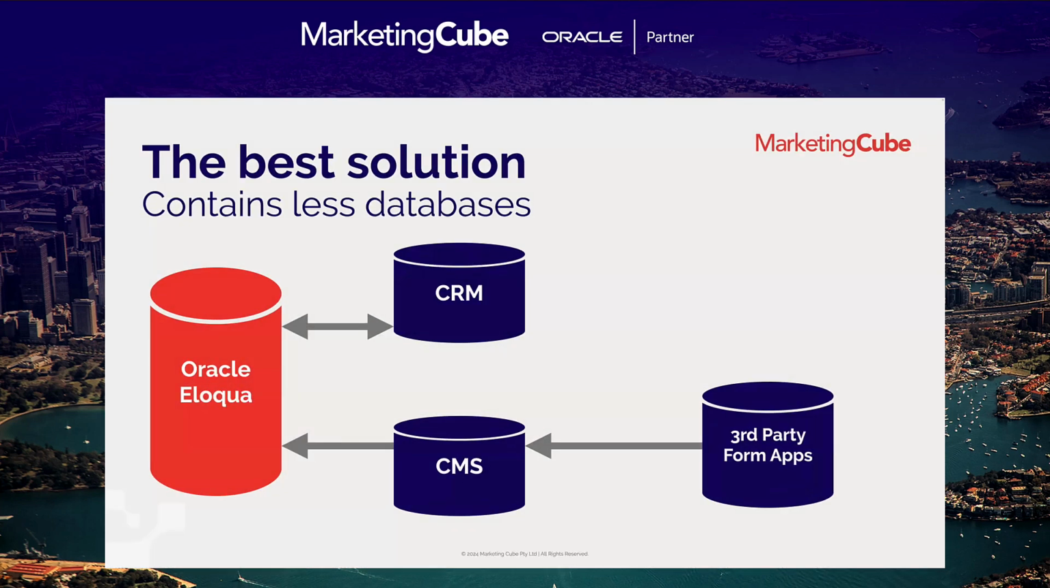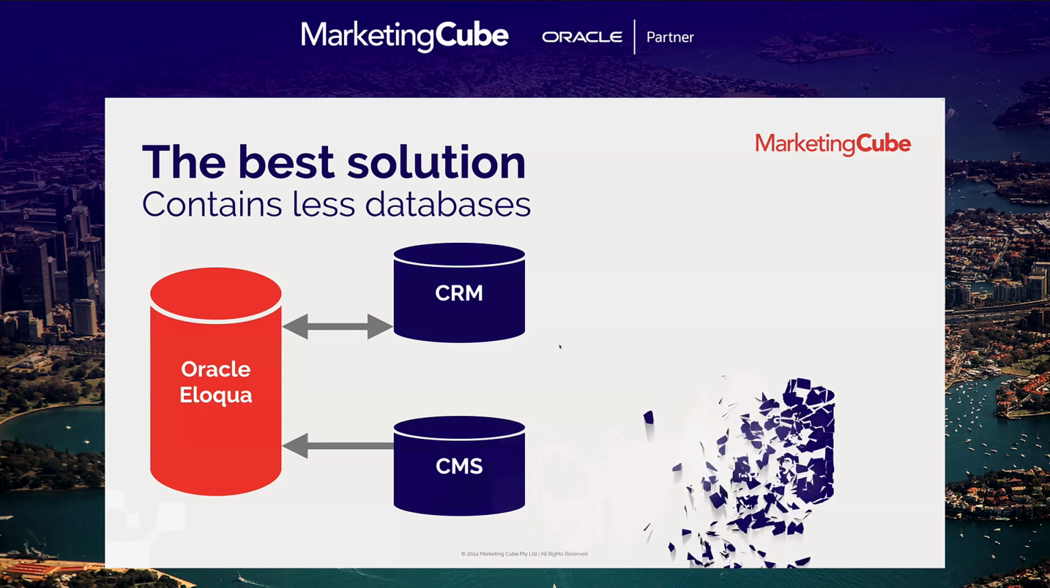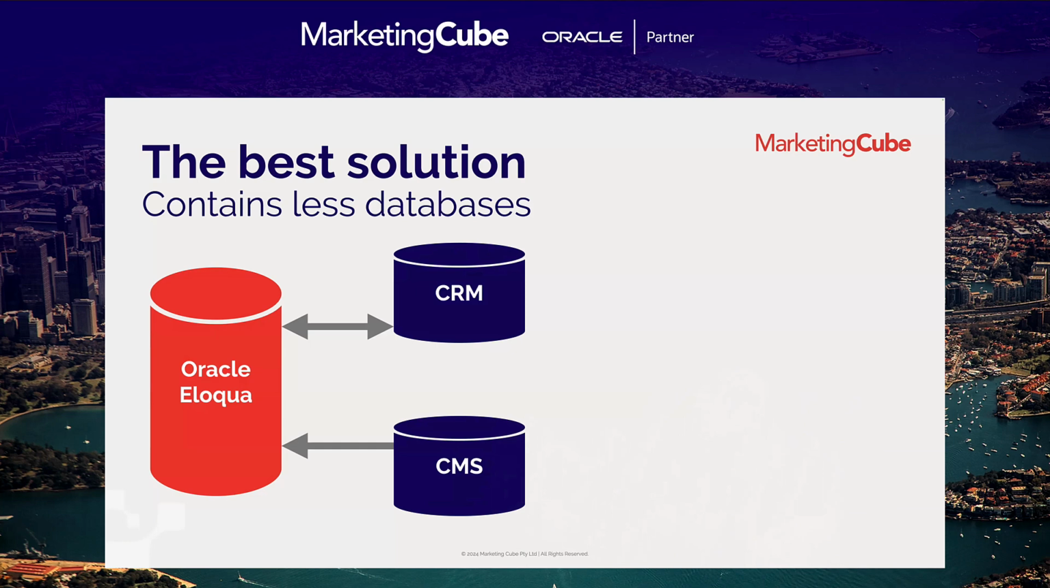So one of the easiest things to do is get rid of some of those databases, and then we reduce the risk. The easy one to get rid of is the third-party application that captures forms. You don't need that because you've already got that within Eloqua. So get rid of that one. That's just a risk, essentially, to the whole exercise.